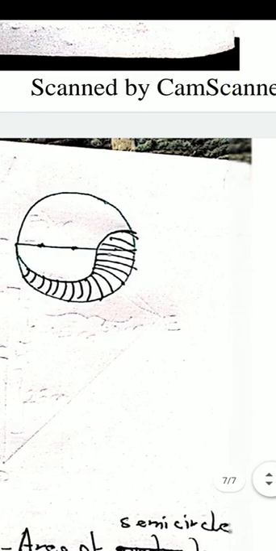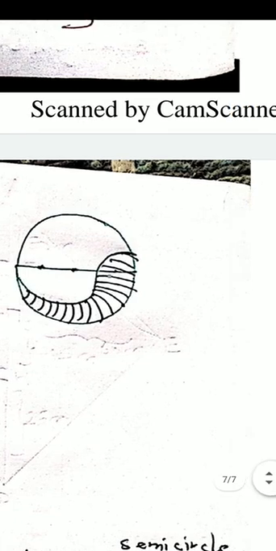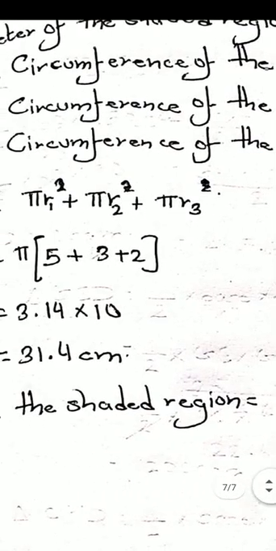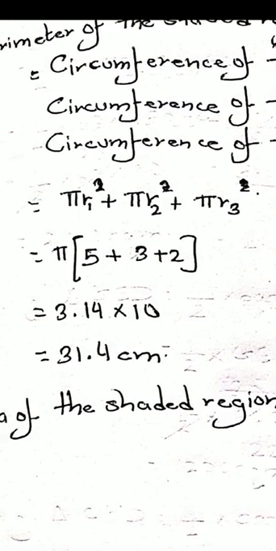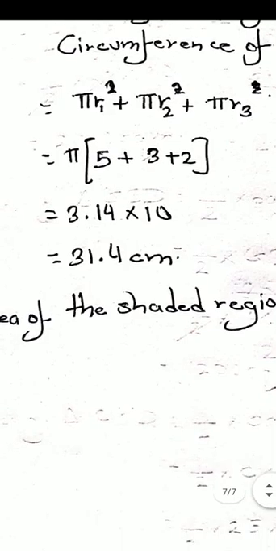That means I should have written it with different radii, since we have different radii. So I'll write pi r1 plus pi r2 plus pi r3. So pi into, first radius is 5, second radius is 3, third radius is 2. So 3.14 into 10 again becomes 31.4 centimeter.